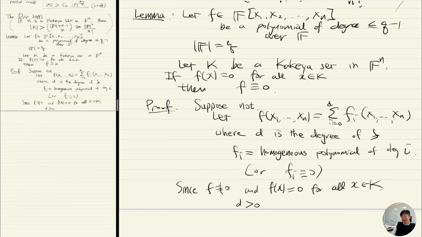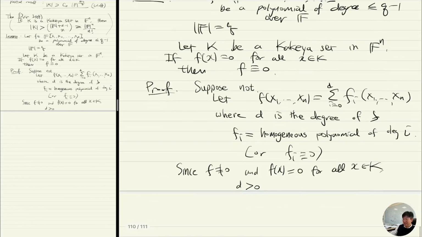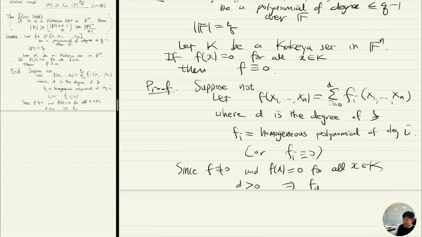Why? If d is 0, if it's a constant polynomial, then trivially, there's no way to make f of x be 0 for all x in K unless the constant is 0, because a degree 0 polynomial is a constant function. But if you have a constant function which is 0, then it has to be identically 0. So it's the 0 polynomial, but we already assumed that f is not a 0 polynomial. So d is bigger than 0. That means f_d is not a 0 polynomial. Right? f_d is non-zero.